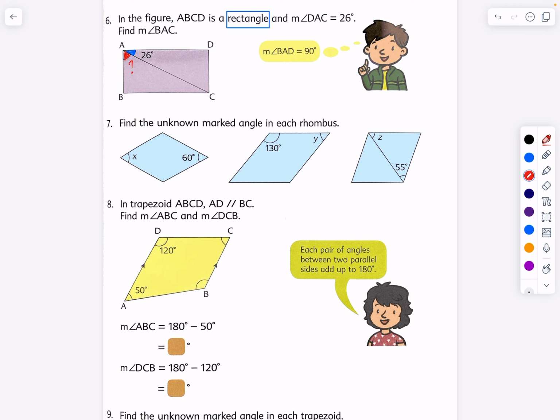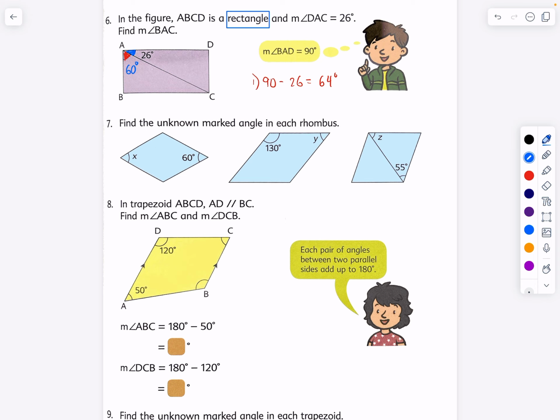Well, we do know that because it's a rectangle, angle BAD equals 90, making this 90 minus 26. The complementary piece has to be 64 degrees, and we label the angle inside the shape very neatly, just so, 64 degrees. Next, number 7.